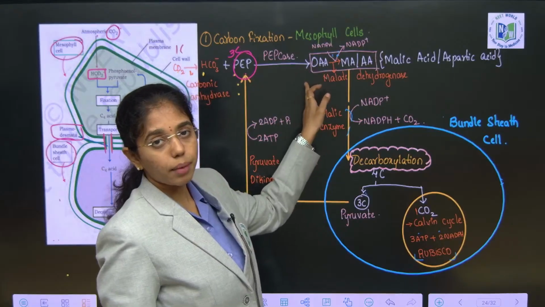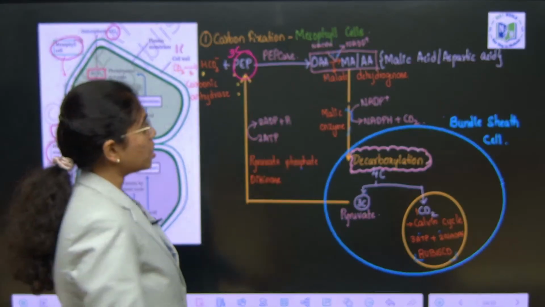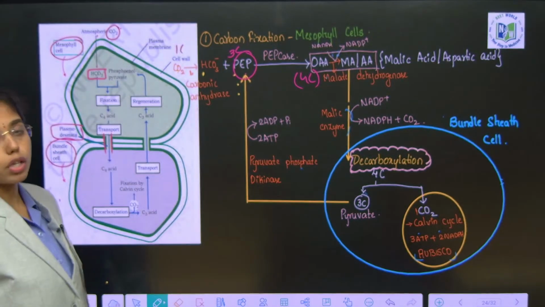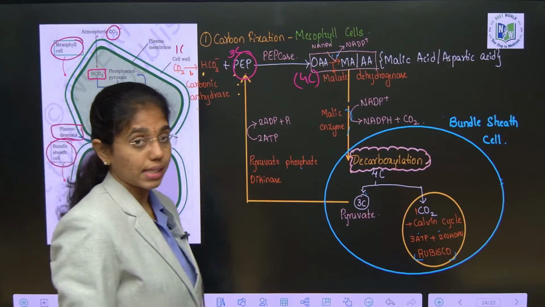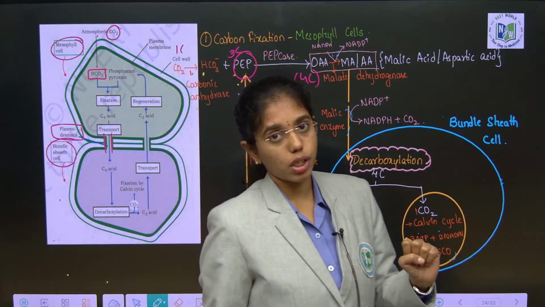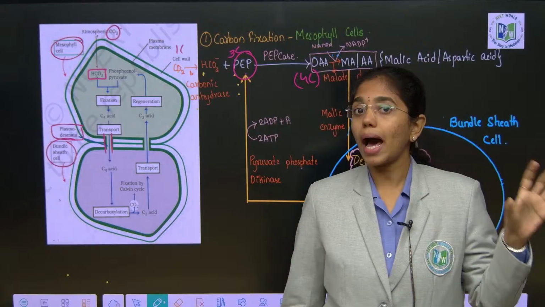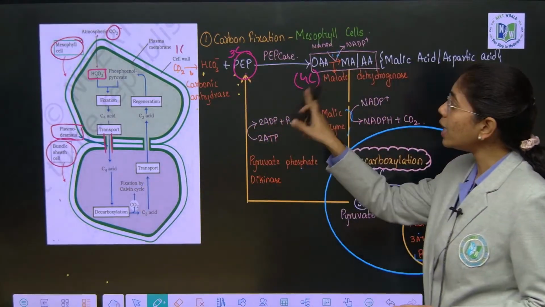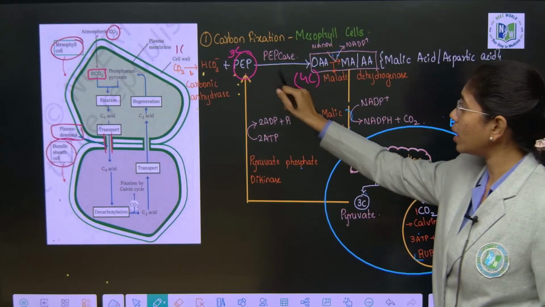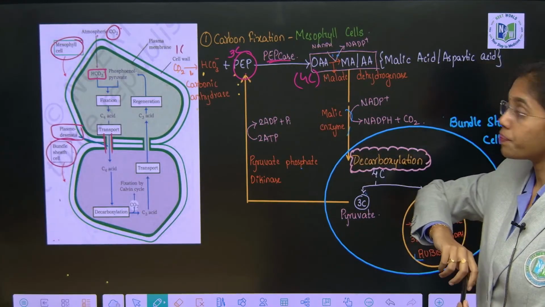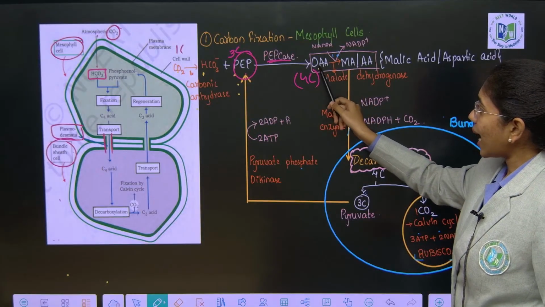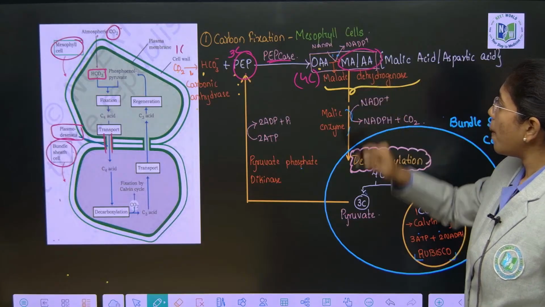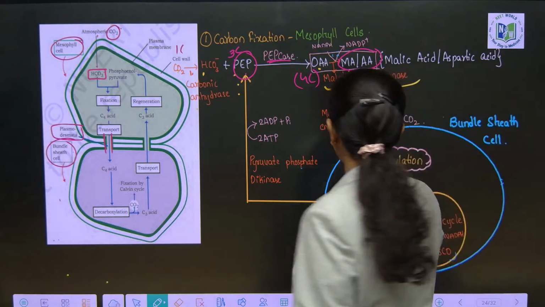The first organic intermediate is oxaloacetic acid, a 4 carbon compound, and the catalyst here is PEPcase, phosphoenol pyruvate carboxylase. Unlike Rubisco in C3 plants, which has both carboxylase and oxygenase activity, PEPcase performs only carboxylase activity. Oxaloacetic acid, by the enzyme malate dehydrogenase, gets converted to malic acid or aspartic acid. Fine, right?